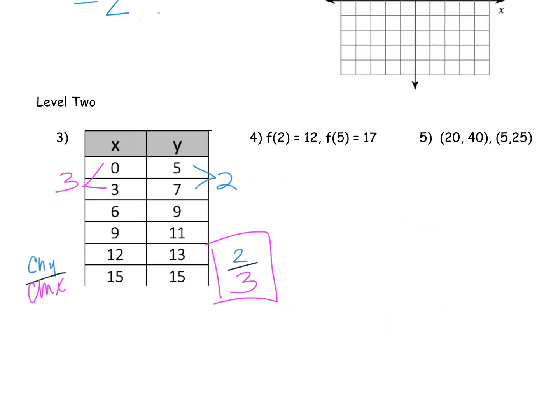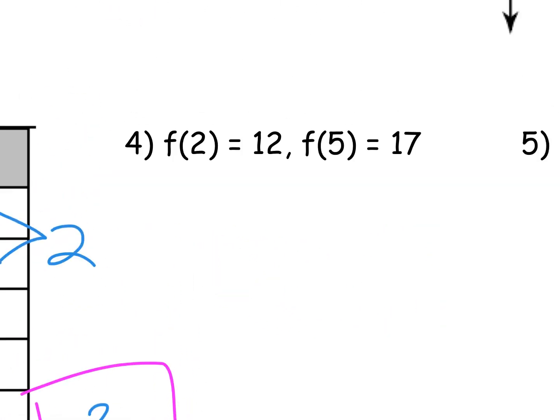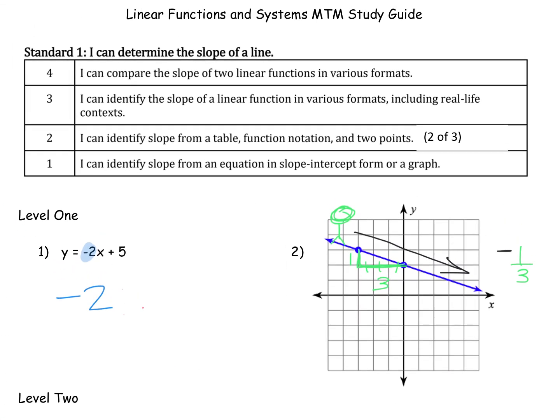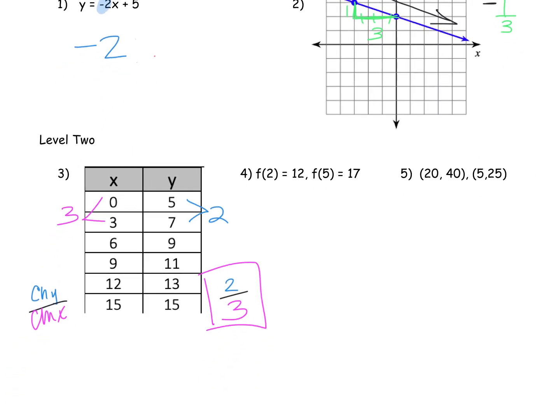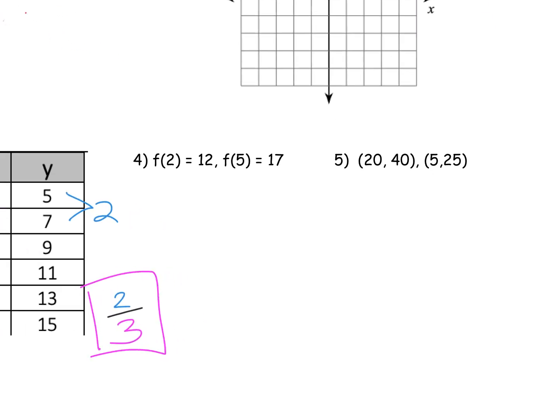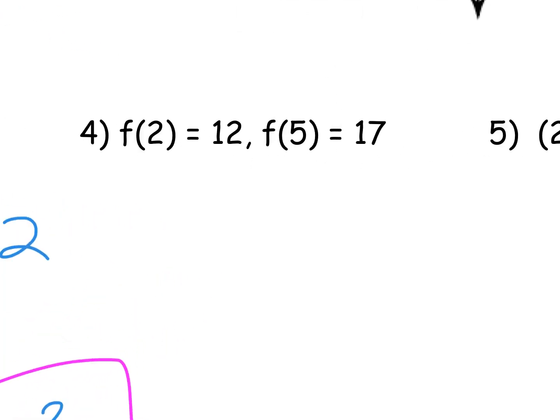Number 4. According to the rubric, all the ones that are level 2 questions right here, I can identify the slope from a table, function notation or 2 points. You only have to get 2 out of the 3 right to get full credit. So if you don't quite understand number 4, it's not the end of the world. It's because function notation can be a little dicey.